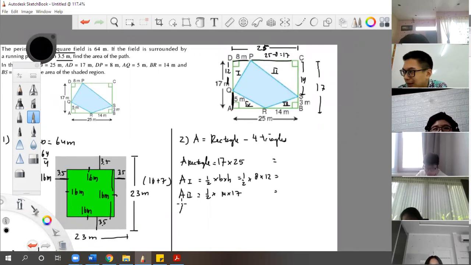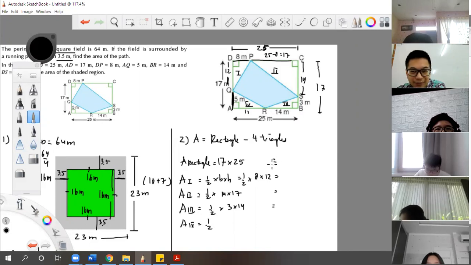Satu-satu bikinnya. Area 3, berapa? Oh, 3 and 14, udah. Jadi half times 3 times 14. Beres. Area 4, berapa area 4? Half times 5 and, oh ada lagi belum. Ini kan 25, ini 14, sisanya 11. Ya, subtract. Half times 5 times 11. Lu hitung ya. Ini hasilnya berapa?